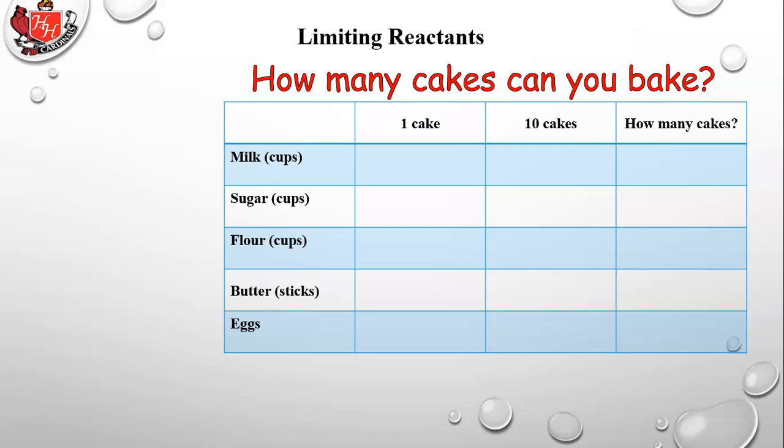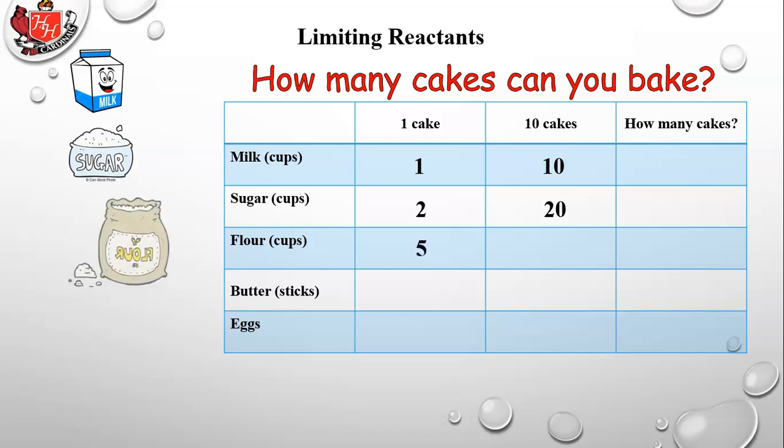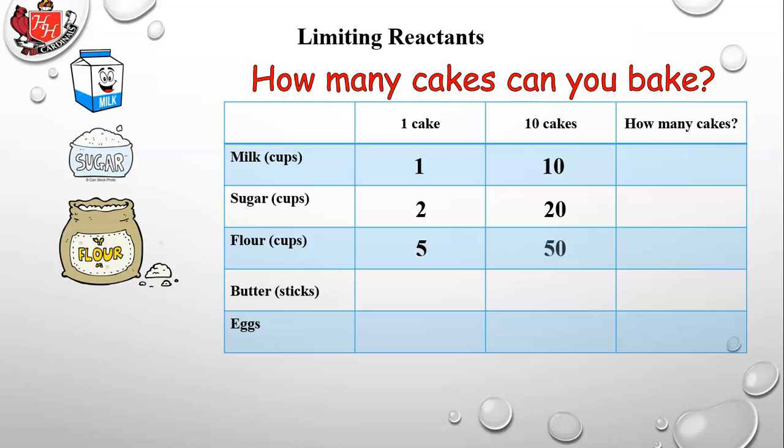So to bake one cake, you need 1 cup of milk. To bake 10 cakes, you need 10 times that many, or 10 cups of milk. To bake 1 cake, you need 2 cups of sugar. 10 cakes is going to take 20 cups of sugar. 1 cake is going to take 5 cups of flour. 10 cakes is 10 times that, 50 cups of flour.